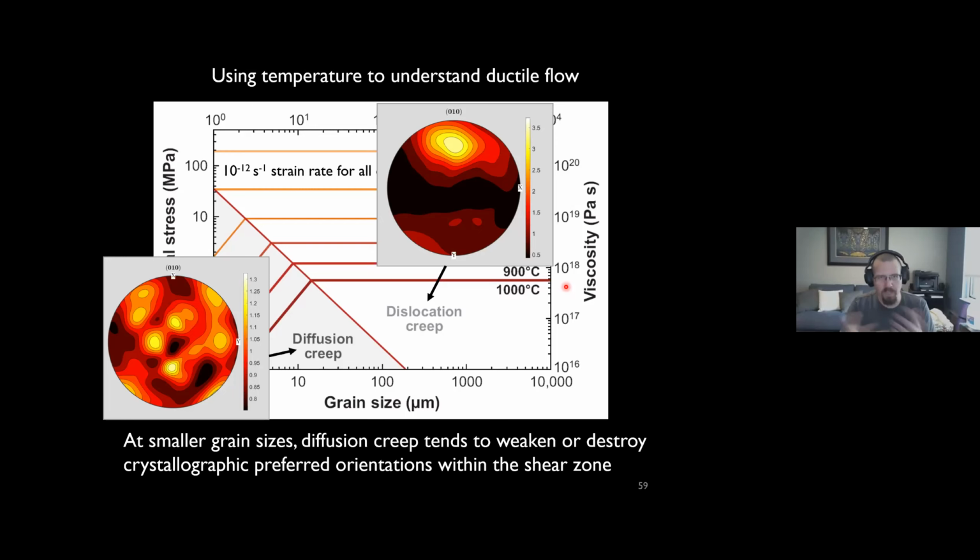And we've learned in the process of doing this that a lot of our rocks in this shear zone, especially near the core, are really close to this boundary between the diffusion creep that just annihilates your preferred orientation and the dislocation creep that creates a really nice orientation. So that's something that can complicate your attempt to relate ductile deformation with seismic anisotropy, especially in the mantle.